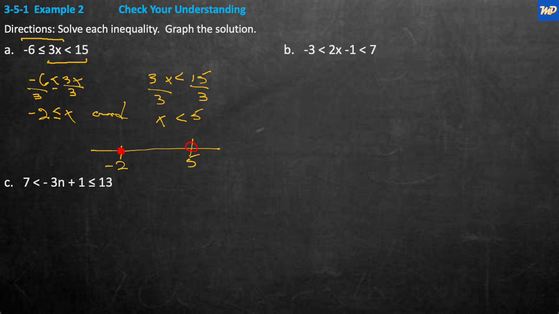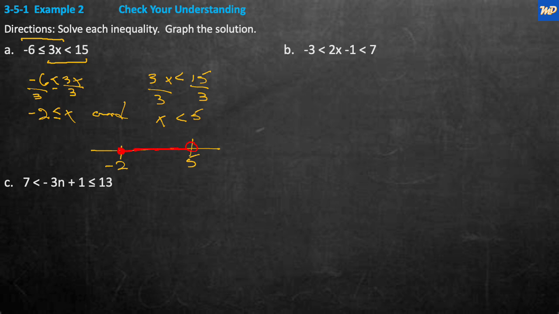And now what this is saying is -2 is less than x. X is all of these numbers in between. And it can't go any further because x is also less than 5. So here's our graph. Let's do the B.